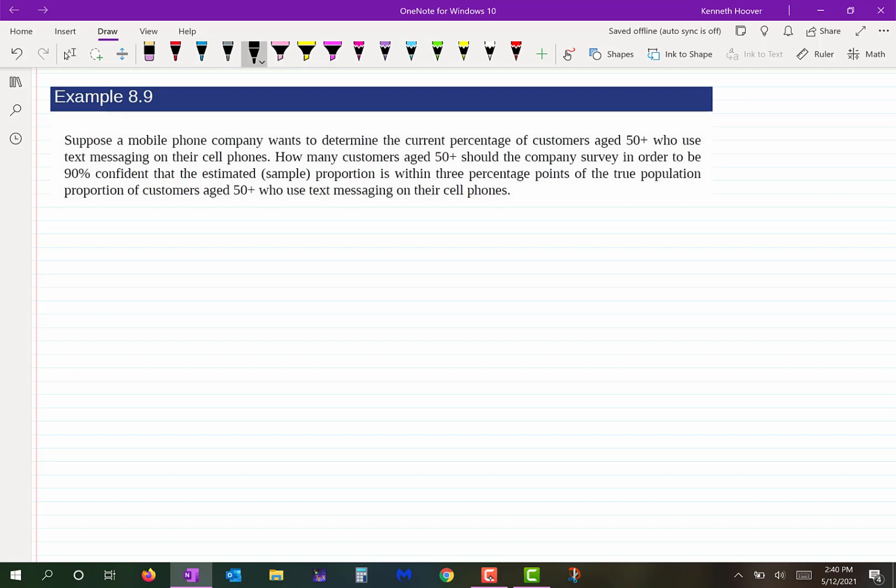Okay, what are they giving us here? It's saying that we want a 90% confidence level and, okay, that was right there. That's obvious. But look here. What's that mean? Within 3 percentage points. That means we want a 3% margin of error. That's what we want.